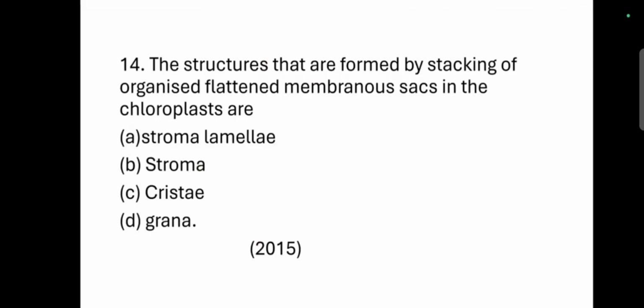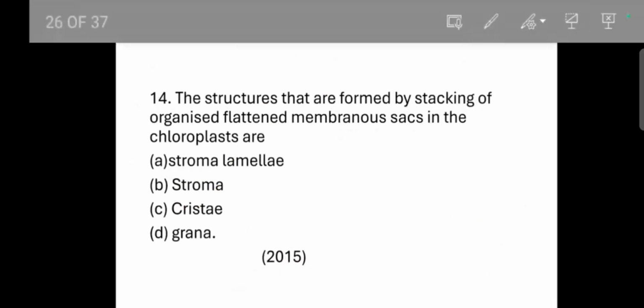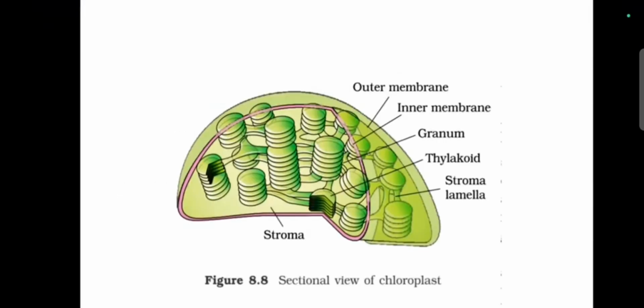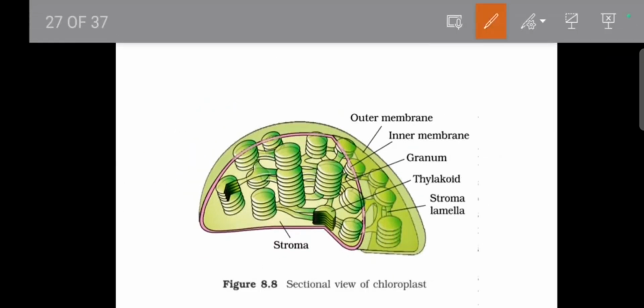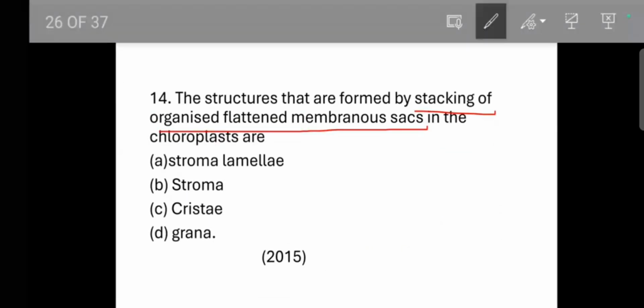Now we have to see the 14th. The structures that are formed by a stacking of organized flattened membranous sacs in the chloroplast. So what is the stacking of the flattened membranous sacs? We have to see the diagram. The stacking of the flattened membranous sacs is called the granum. Okay, so the answer is the grana.